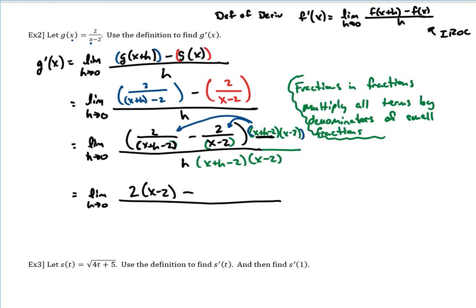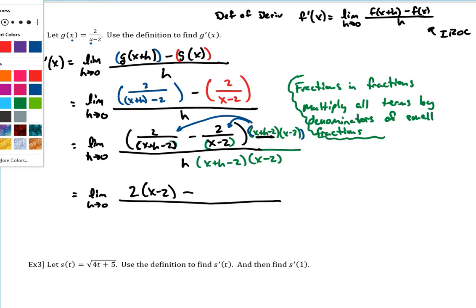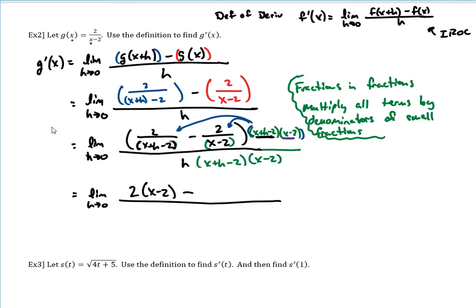And then we'll have our minus sign. And then when these distribute, let's go ahead and I'll do it in purple just to show a little bit. So when this whole thing distributes, this x minus 2 will cancel with that x minus 2, and we'll be left with that 2 up top. So minus 2 times this x plus h minus 2.